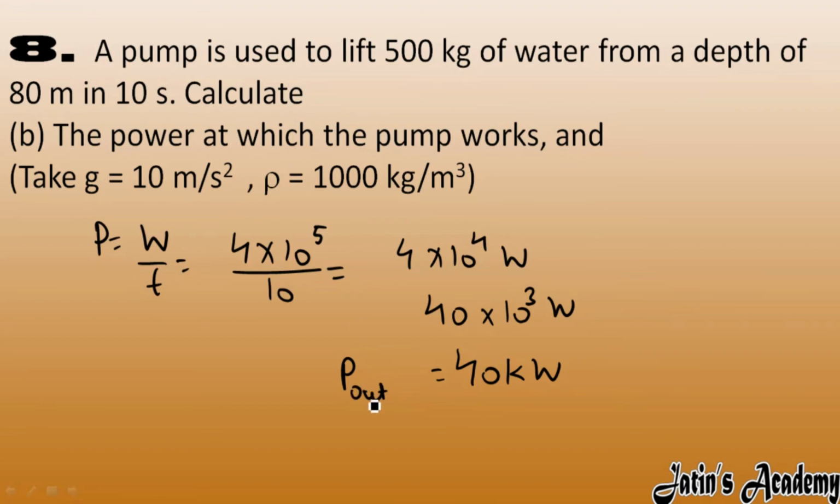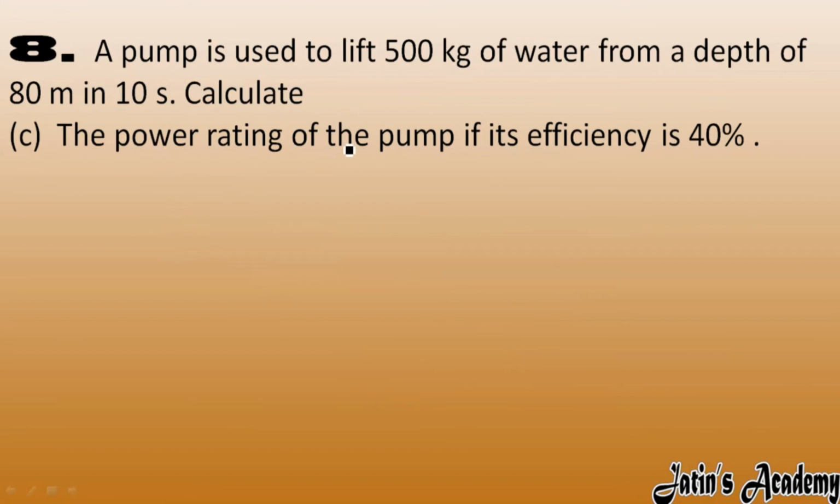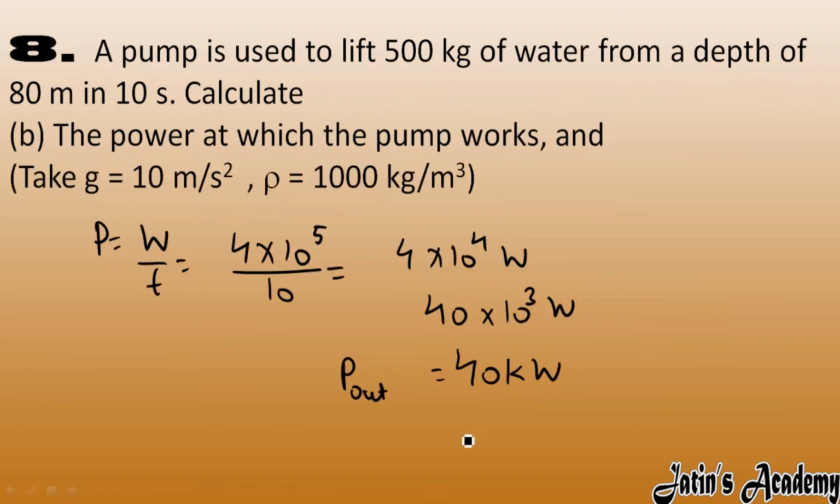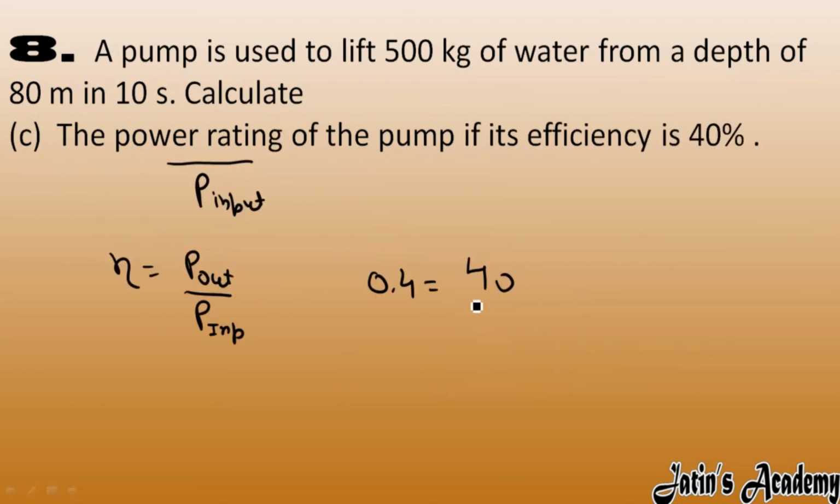Now next question we have, find the power rating of pump. Power rating means we have to calculate power input. Okay, so efficiency we have power output over power input. Clear? Now efficiency 40% means 0.4. Power output is given as 40 kilowatt. Now we have calculated power output in the previous case, 40 kilowatt. So put the value 40 kilowatt, and power input we have to calculate, which is also called power rating.